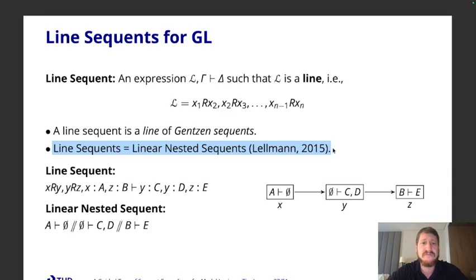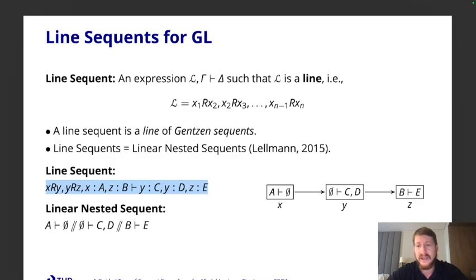Line sequents are notational variants of linear nested sequents, given by Lellmann in 2015, and the fact that these are notational variants was also observed by Björn Lellmann and Elaine Pimentel in a separate paper. So here's a line sequent. This is the type of ordered list or line of Gentzen sequents that it encodes. You can see that the relational atoms correspond to these edges, and the labeled formulae give rise to the Gentzen sequents that are tagging or labeling the various vertices here. And we can rewrite this in the original linear nested sequent notation as shown here, where this double slash is separating the elements of this list.